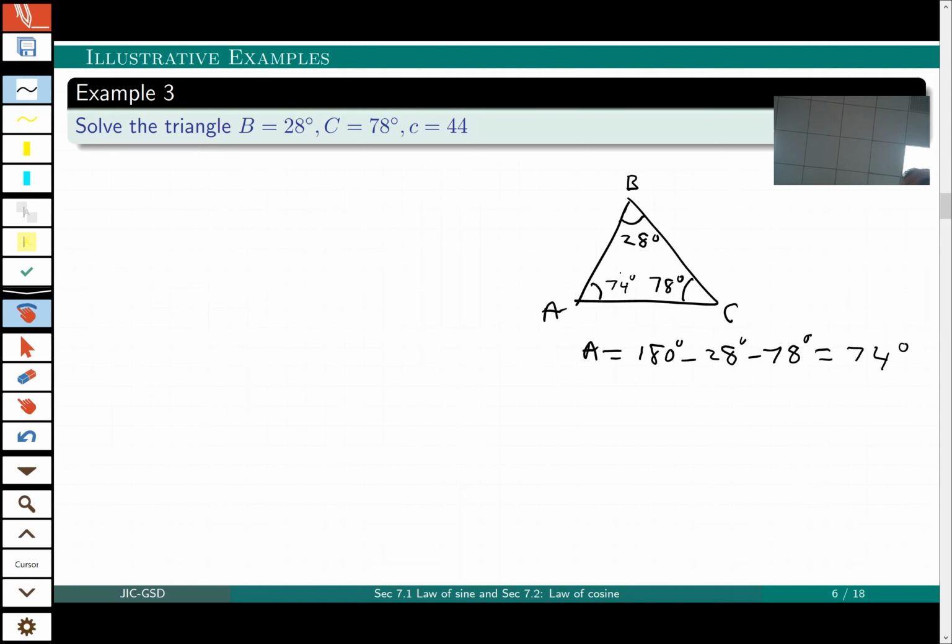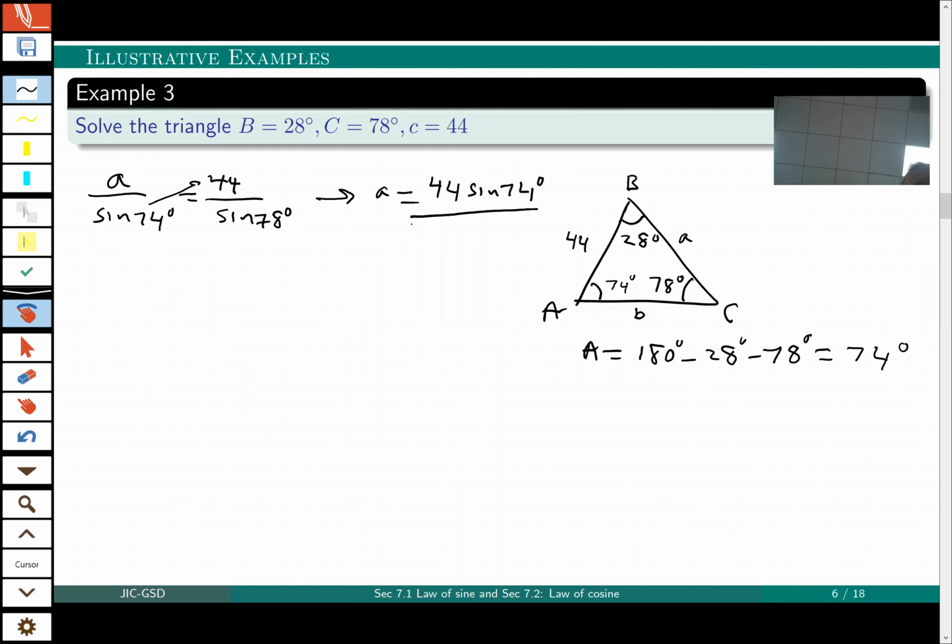Now I have the side opposite of C equal to 44. So I need to find what's a and what's b. So we will say again, a over sine 74 is equal to, I have 44 divided by sine the opposite, which is 78. And as we said, that has to move there. So you will get a is equal to 44 sine 74 divided by sine 78 degrees.